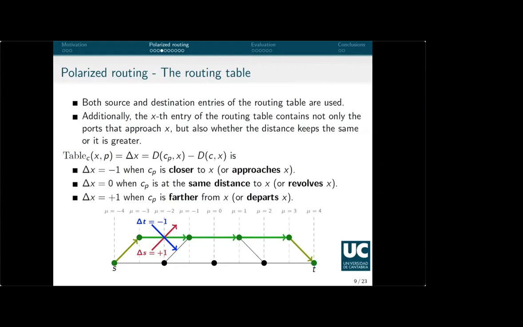Moreover, we use the notation delta X to mean the change in the distance to X by that hop. The figure illustrates the second hop in the route, which increases the distance to source by 1 and decreases the distance to destination by 1. Both values are obtained from the same routing table.